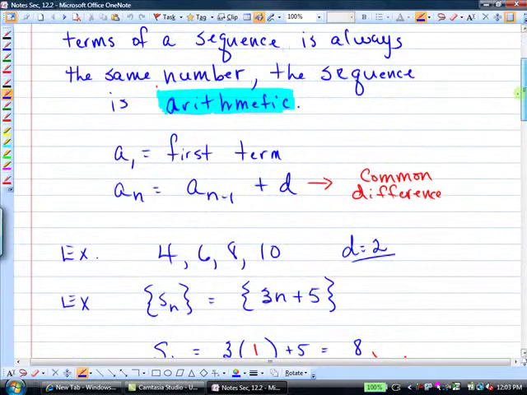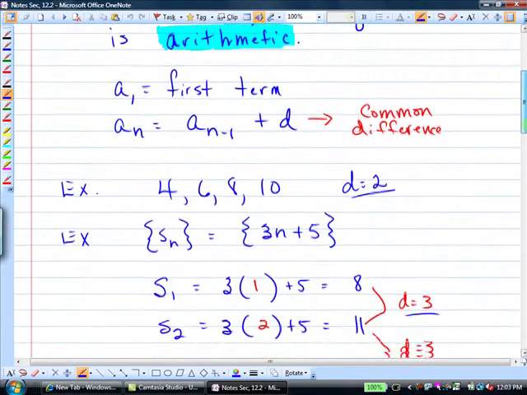All right, so here's an example. If you had 4, 6, 8, 10, and you were just given that sequence. Number one, you would have to determine what's the common difference. Well, it's 2. Okay, just if I asked you what that was.